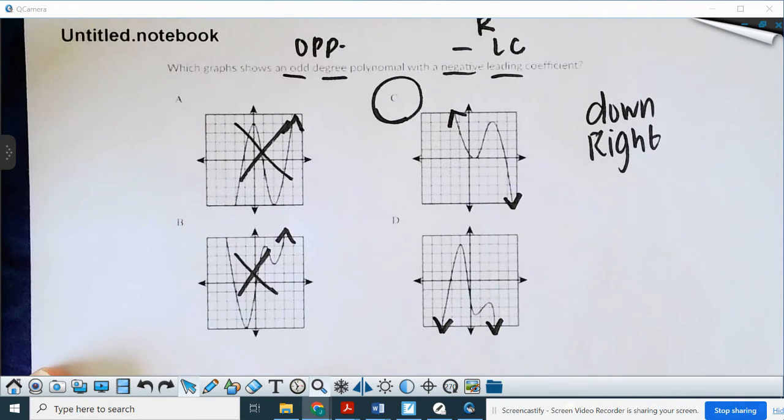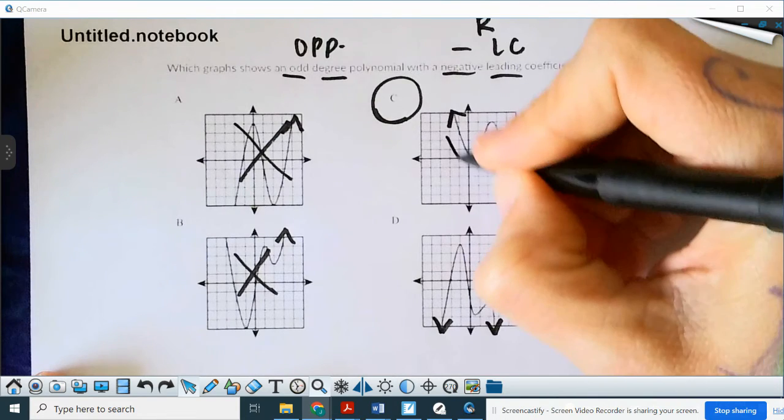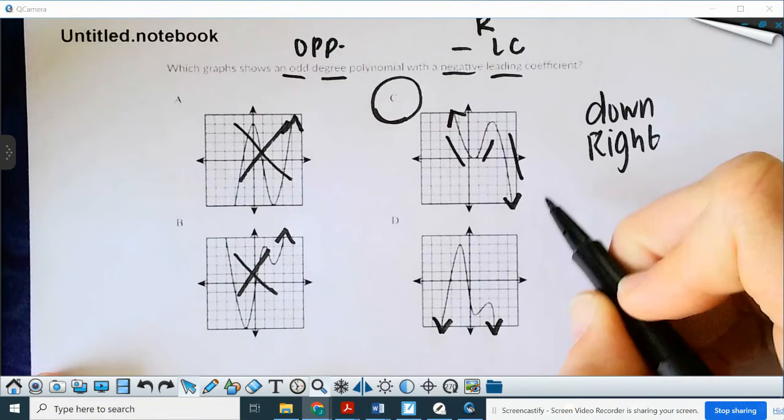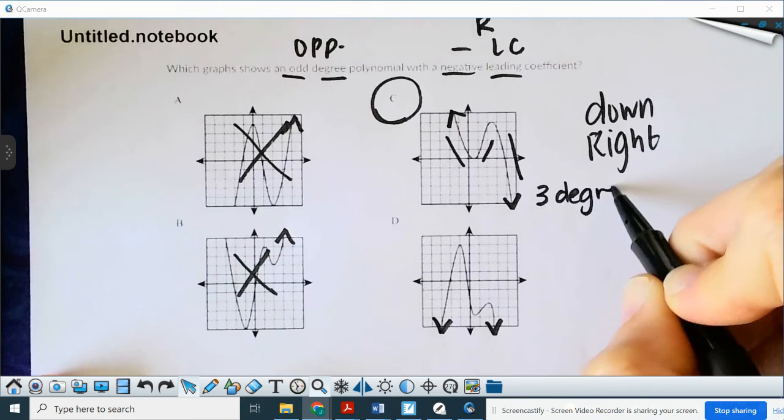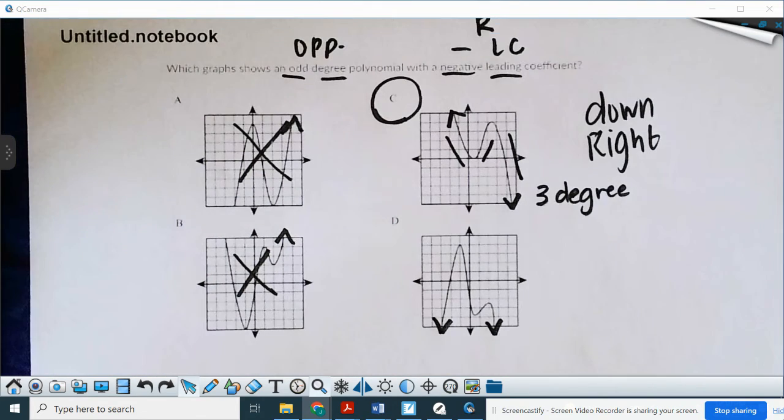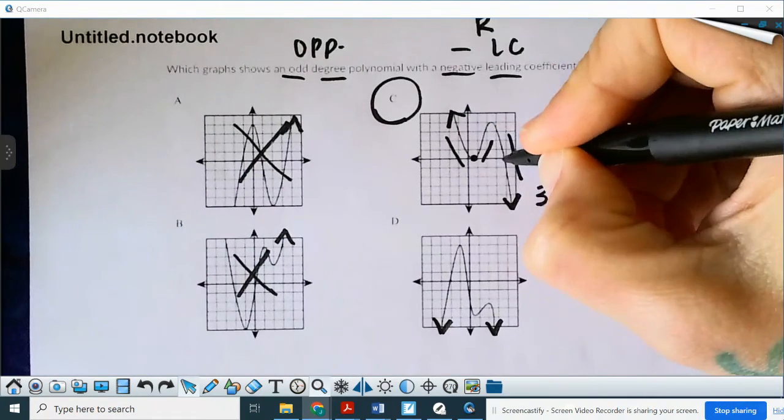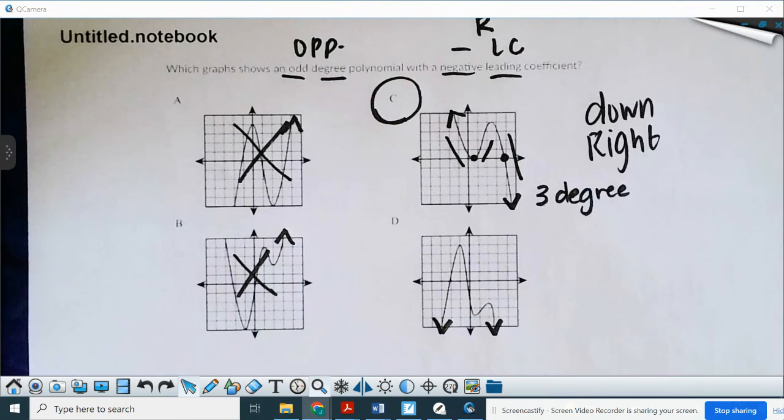So an odd degree polynomial with a negative leading coefficient. Just for conversation, 1, 2, 3. That is going to be a 3-degree polynomial because there are 3 directional changes. It looks like there's a 0 here and a 0 here. That's a bump, which is going to be a multiplicity of 2, and then the cross through would be a multiplicity of 1.